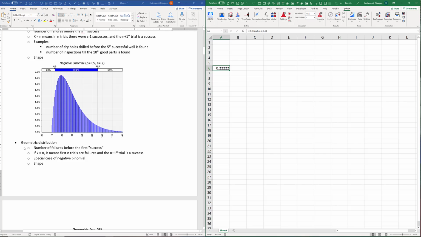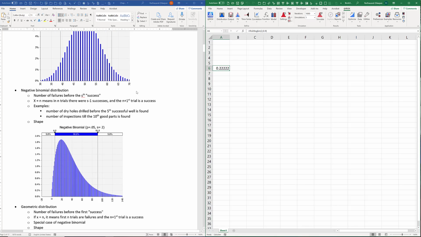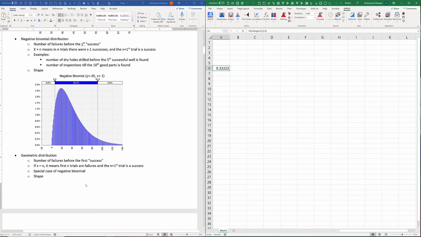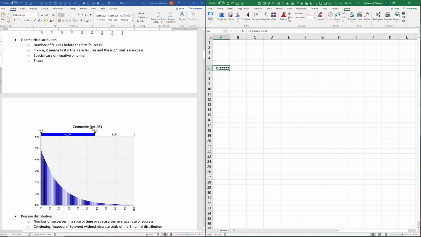Now the next probability distribution is very closely related: the geometric distribution. In fact, it's a special case of the negative binomial distribution. Instead of saying a given number of successes, we say the very first success. How long does it take before we get the very first success? That distribution looks something like that.